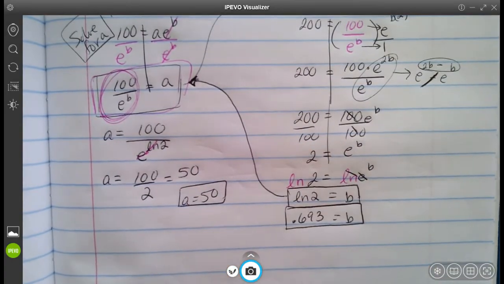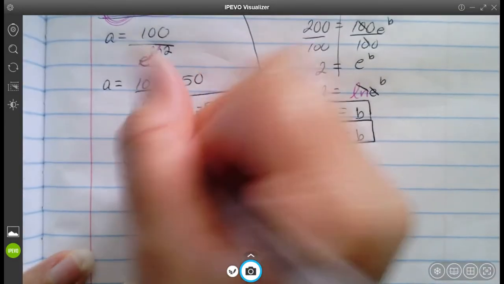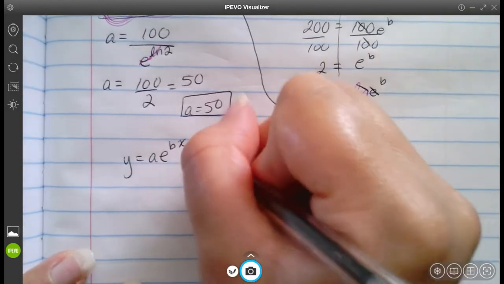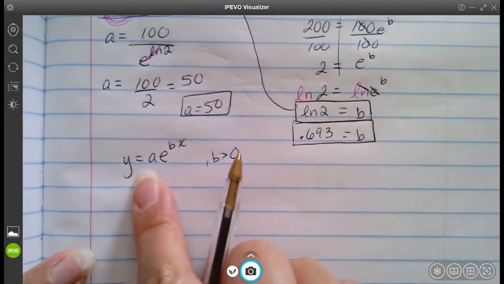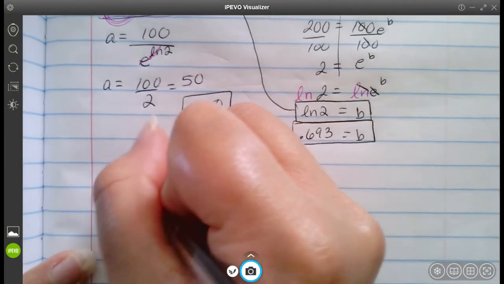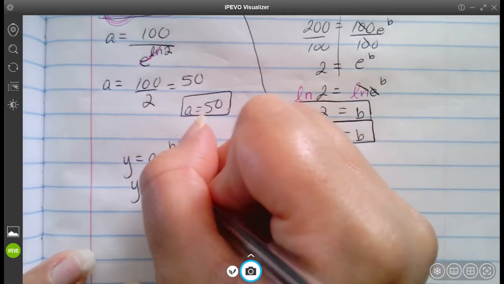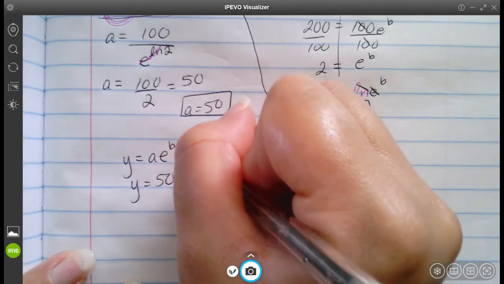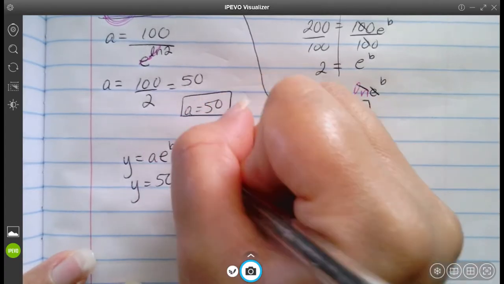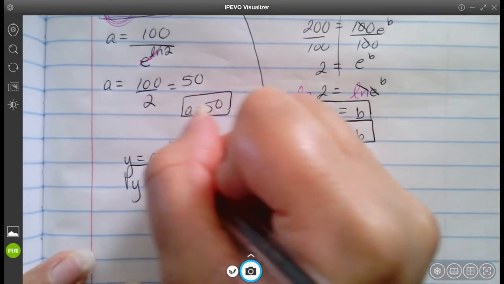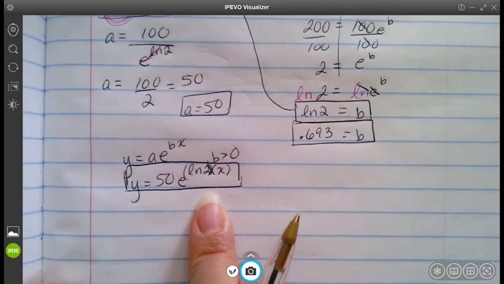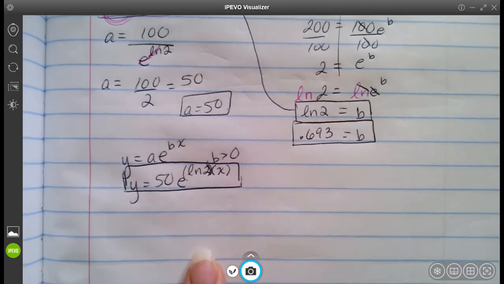So now that I have a and b, I can plug them into my equation. Let me rewrite it first so we can remember. So y was equal to this, where b has to be greater than 0. I'm just going to plug in my a and my b. y equals 50 e to the power of ln of 2 times x. And this represents my equation for the bacteria growth.